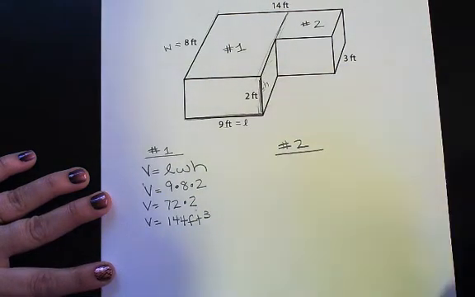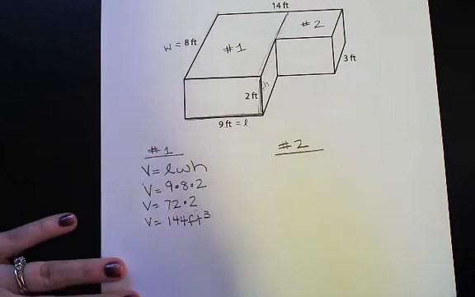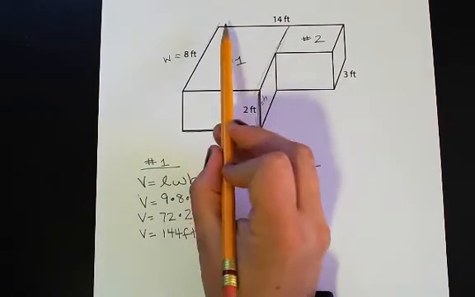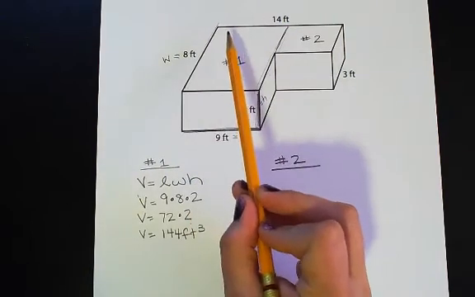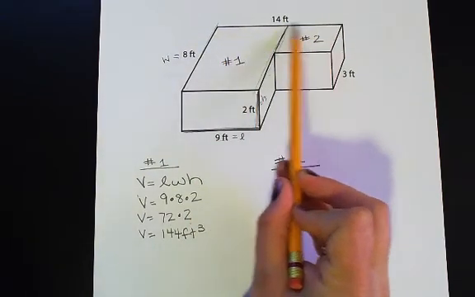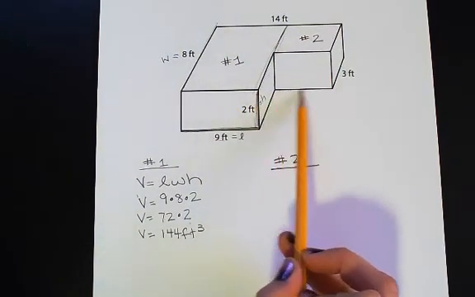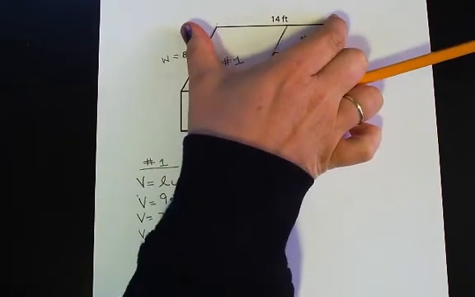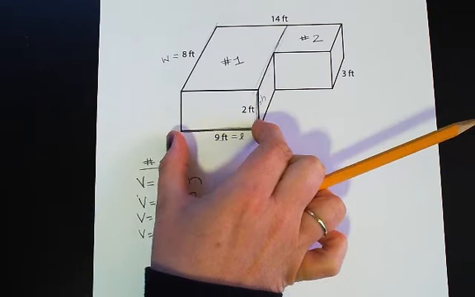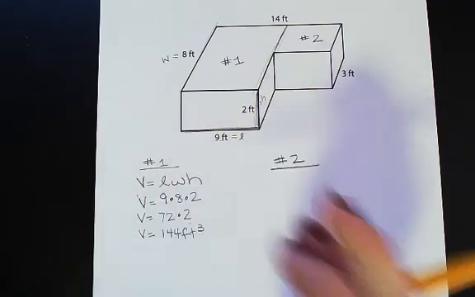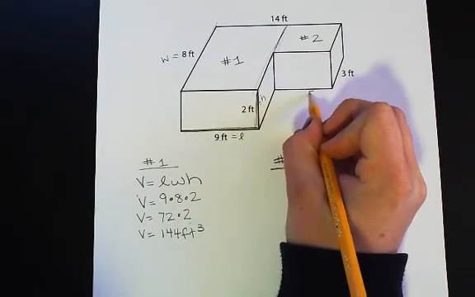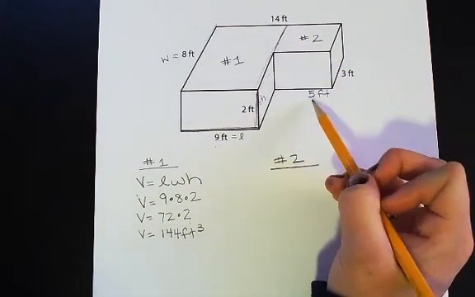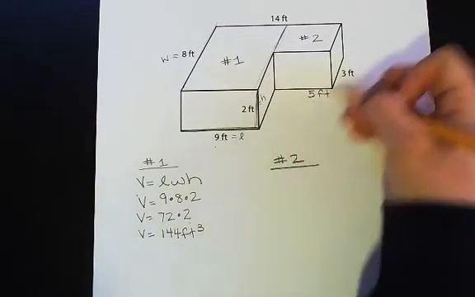Now I'm going to move on to shape number 2. And in shape number 2, I'm going to have to do a little bit of subtraction to figure out which one's which. So in this case, I know that the length of the entire shape, if I had gone this way, was 14. But I really only want this part right here. So if I know that this whole thing is 14, and I know that this part right here is 9, that leaves this part right here has to be 5 feet. Because 14 minus 9 equals 5.